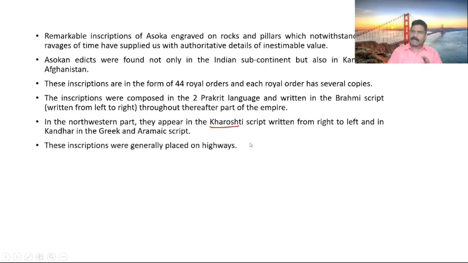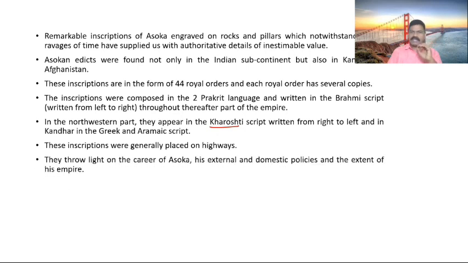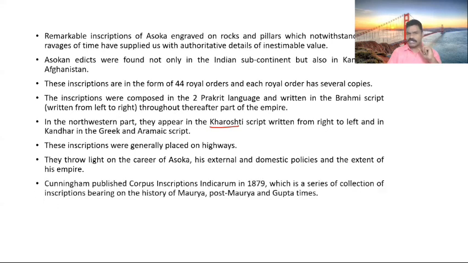Inscriptions were generally placed on the highways, where people are walking frequently and gathering frequently. People-gathering areas and thoroughfares were selected by Ashoka for issuing the inscriptions. They throw light on the career of Ashoka, his external and domestic policies, and the extension of the empire.